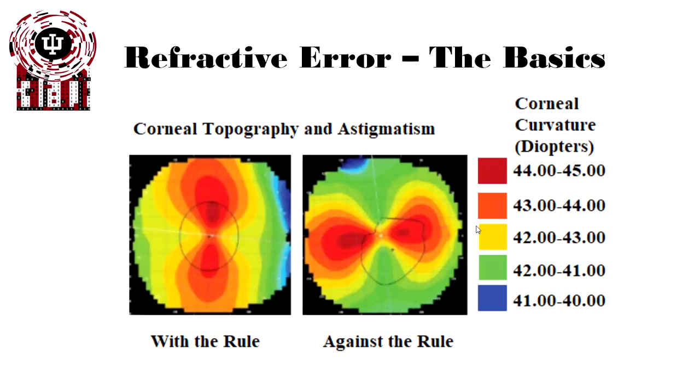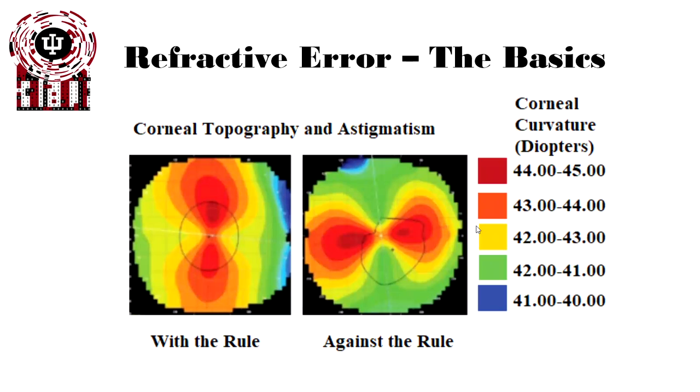We can see with the rule, a with the rule cornea has more curvature in the vertical meridian than it does in the horizontal meridian. It's redder. That means it has more power. It's going to focus light more in that meridian than it is in the horizontal one. This is considered with the rule.